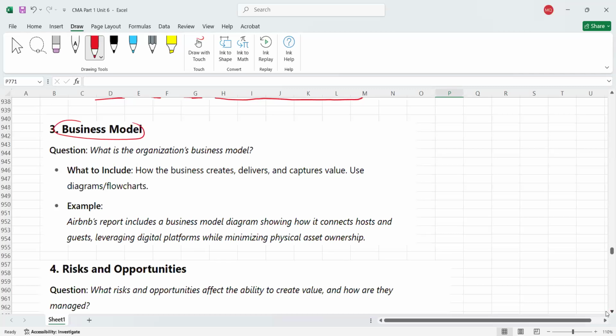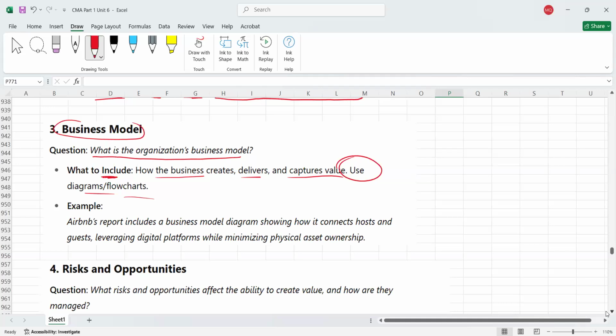For example, what is the organization's business model? Here, what to include is how the business creates, delivers, and captures value. Here we use diagrams or flow charts to explain this. In business models, as I told you, we have four headings. Input, for example, if I take an example from a manufacturing organization, input is the material, or the six capitals, it could be human, we definitely need those things.